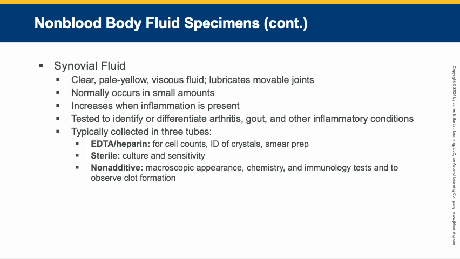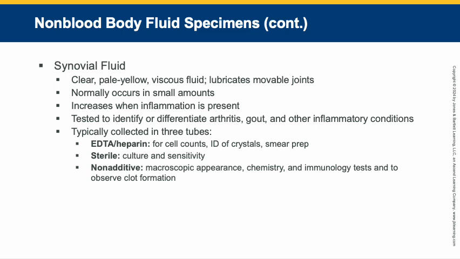Synovial fluid. This is our joint fluid. Okay, it is normally a clear, pale yellow viscous fluid that lubricates our joints. Normally it is in small amounts, but if patients have inflammation around their joints, it'll increase. It is tested to identify or differentiate arthritis, gout, and other inflammatory conditions.